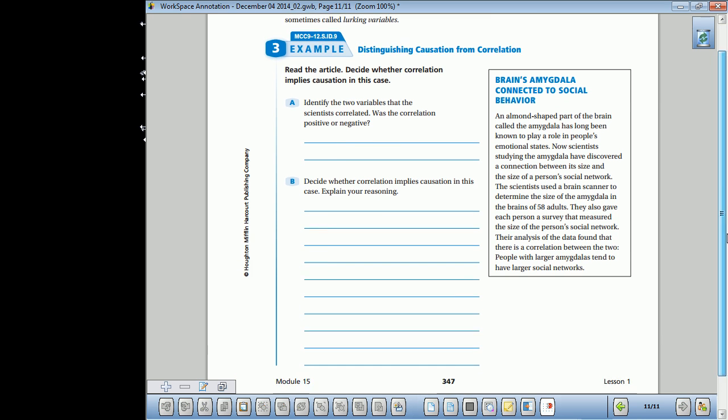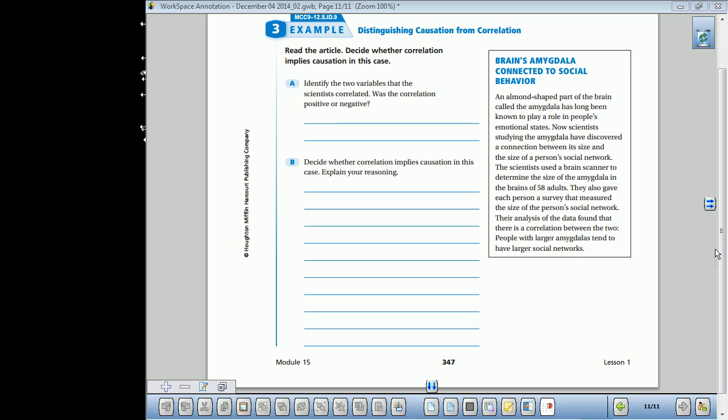So flip over to page 347 and read this interesting information about your brain and how you interact with others. Wait, is this what I think? Yeah. Was this like what we're watching about the brain?